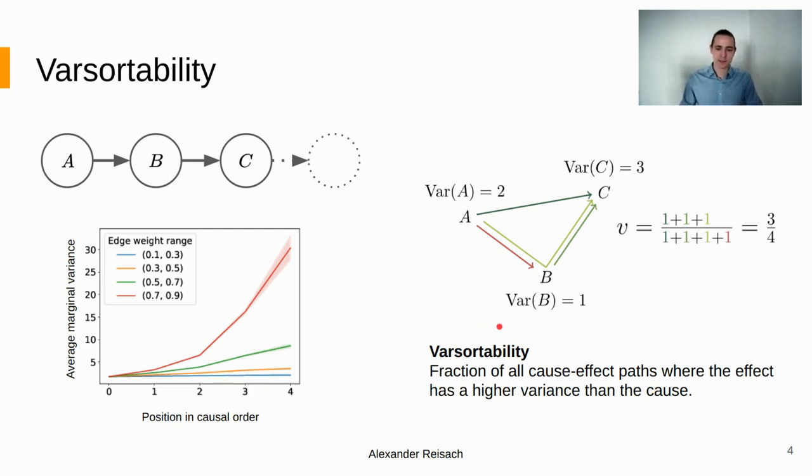Varsortability is the fraction of all cause-effect paths where the effect has a higher variance than the cause. So in this example of A, B, and C, we can see that there are 4 total paths in the graph, and in 3 out of the 4, so all except for the red one, the path is leading from a low variance to a higher variance node. And so we have a Varsortability of 3/4. So 1 would be the maximum and 0 is the minimum.